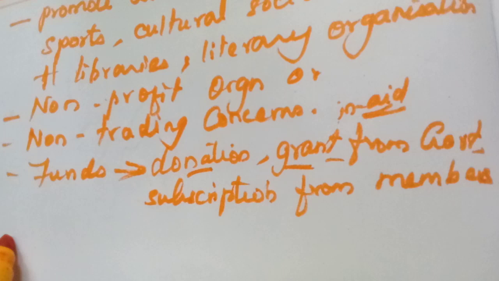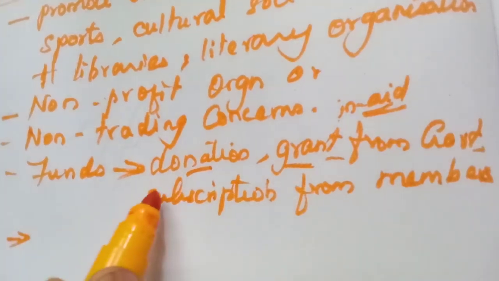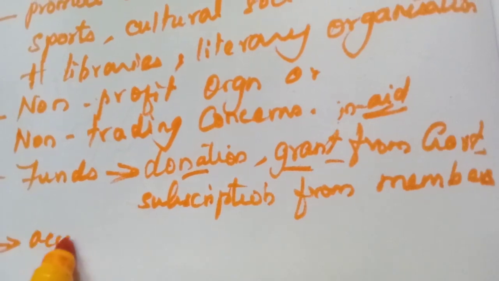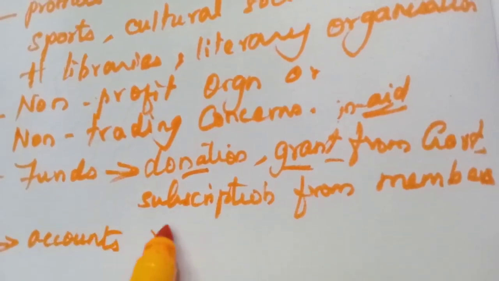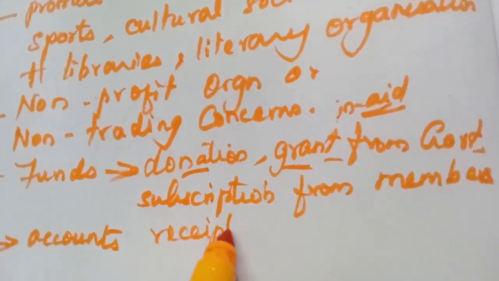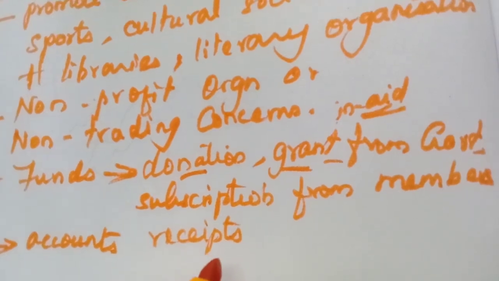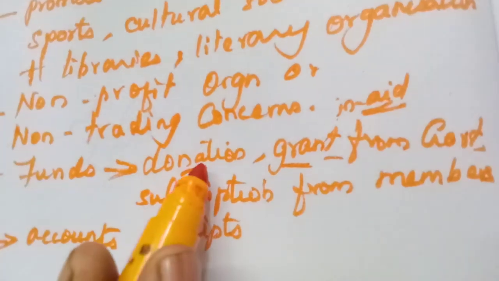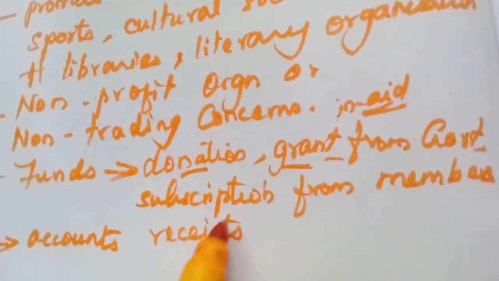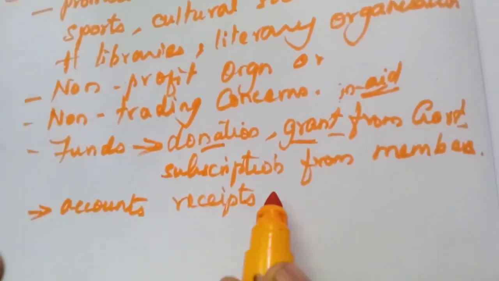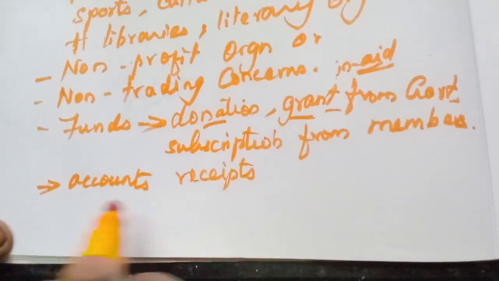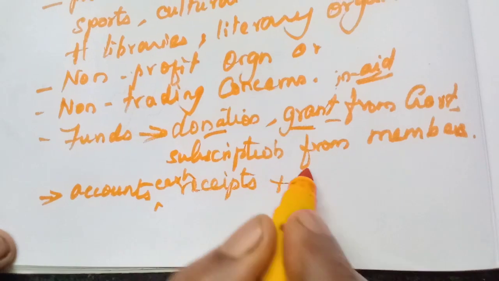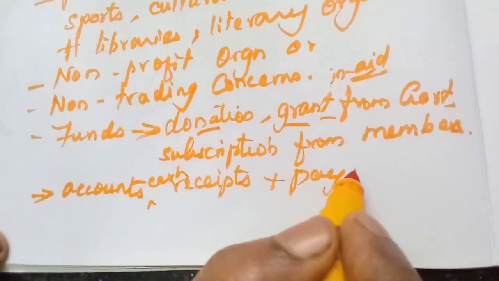And because they receive and spend money, they must account for all the receipts and cash. Here we never call that a profit and loss account. When they receive donations, grants from government, or subscriptions, they have to show them in the receipts and payments account. So they have to account for all the cash receipts and payments in the books of accounts.